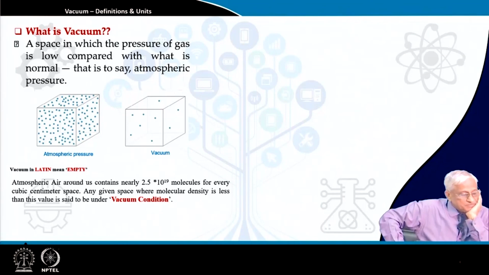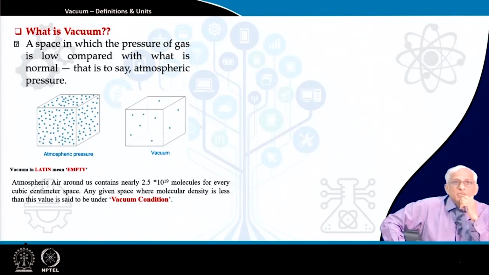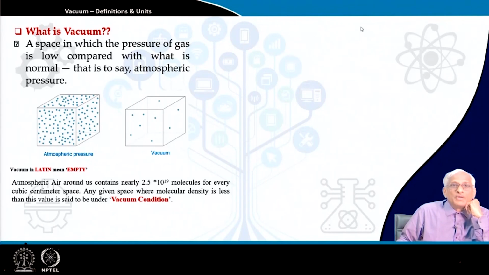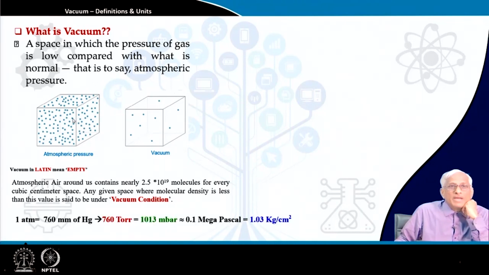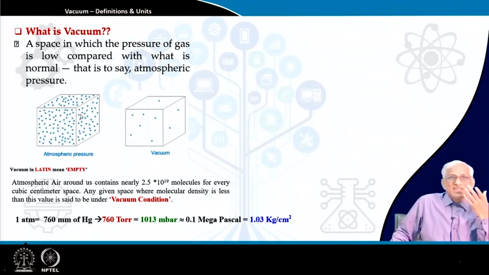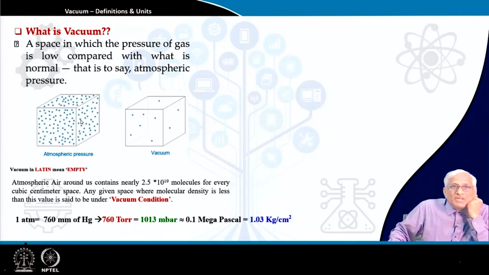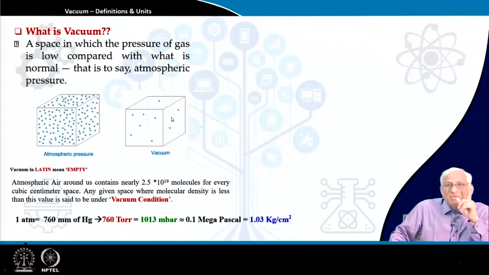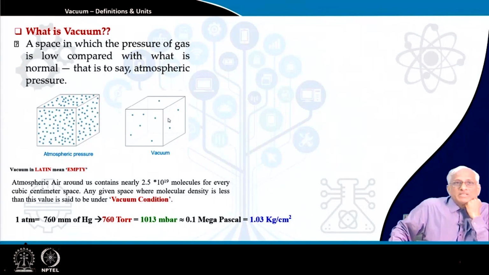So, look at this figure. At atmospheric pressure, you have a lot of molecules in a small volume. I have taken unit volume, so that I can say molecular density. When you evacuate this unit volume chamber to a higher level of vacuum, high vacuum means pressure low. You should always remember this fundamental aspect.